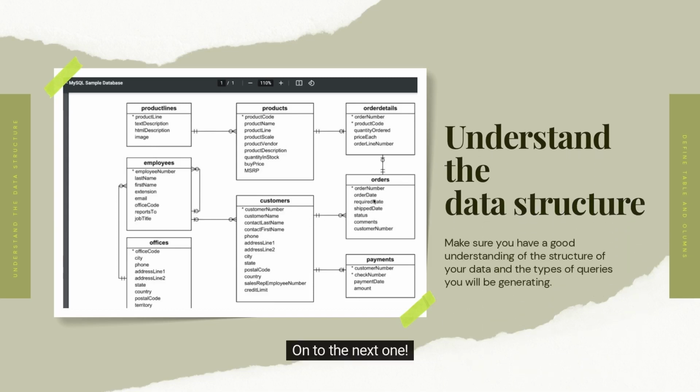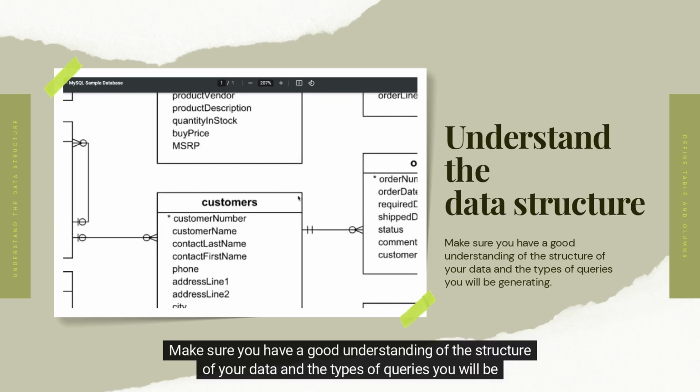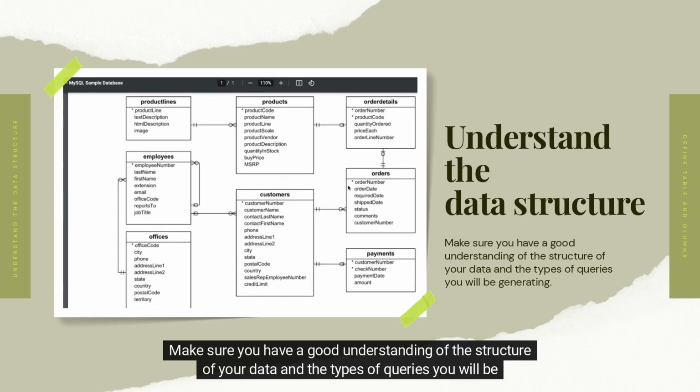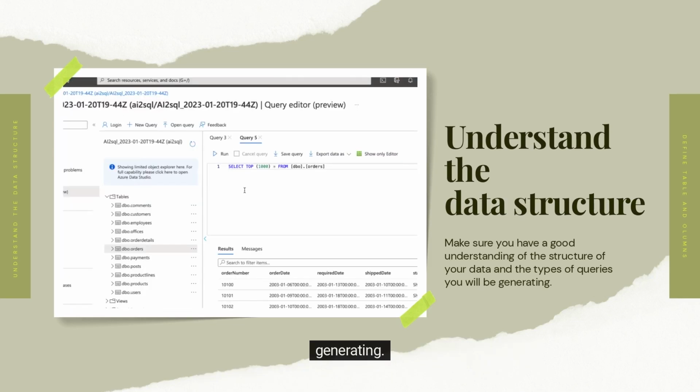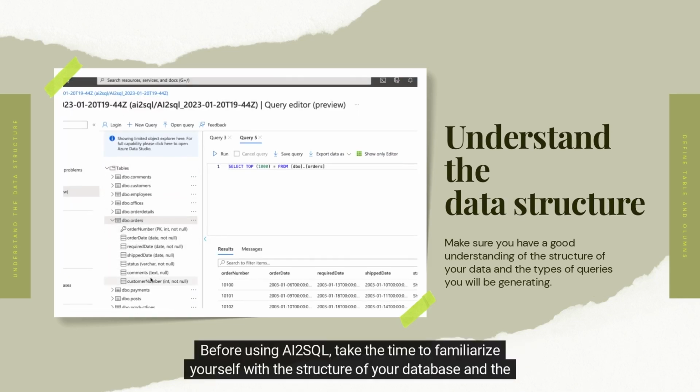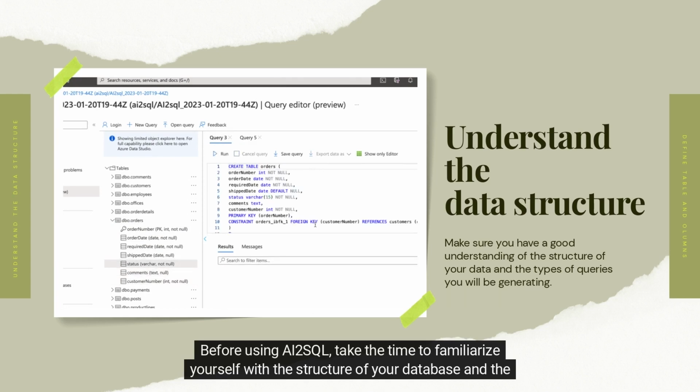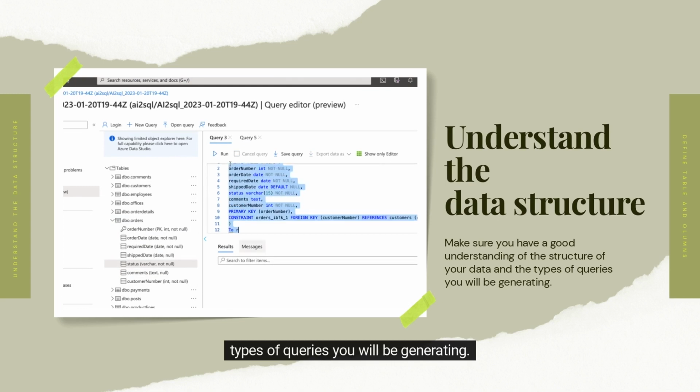On to the next one. Make sure you have a good understanding of the structure of your data and the types of queries you will be generating. Before using AI2SQL, take the time to familiarize yourself with the structure of your database and the types of queries you will be generating.